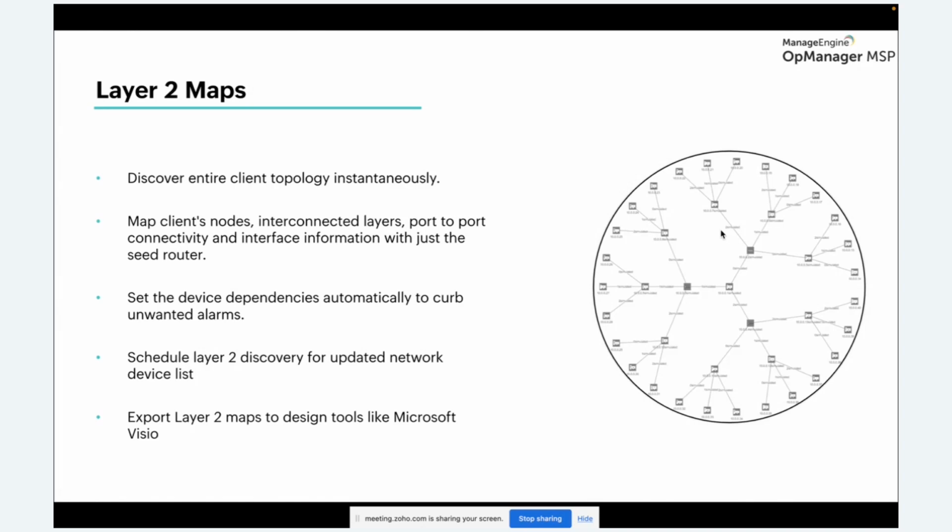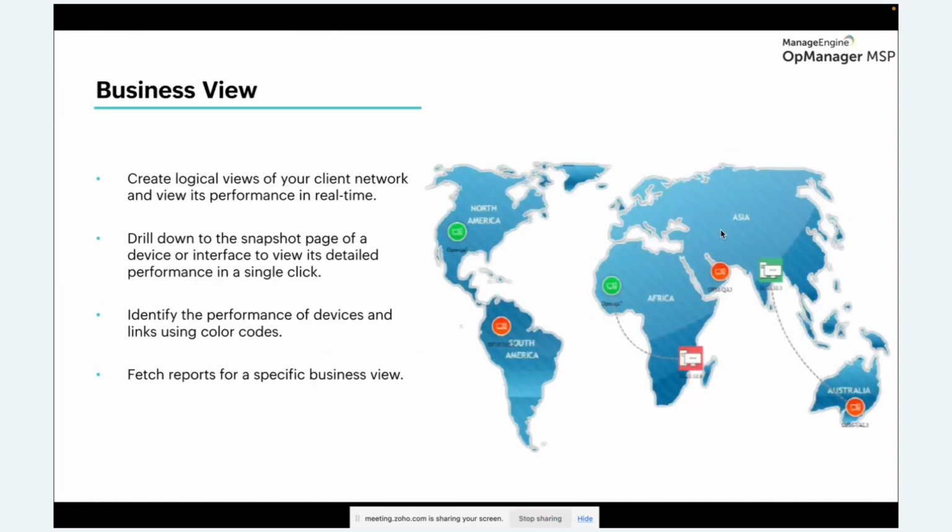Let's move on to our next topic, business view. Business View is one of the most frequently used features of OpManager MSP. The reason is Business View allows you to add links between devices and helps to represent the network diagram. These links can be configured based on user requirements. The Business View gives you an overall view of your distributed network.